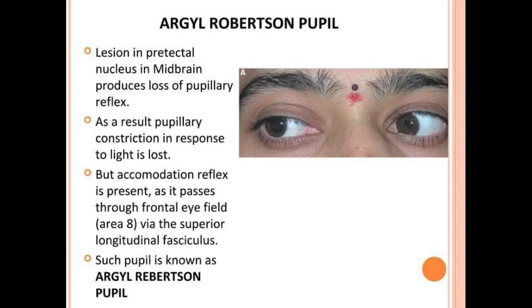Argyll Robertson pupils are most commonly associated with neurosyphilis, a late-stage complication of syphilis infection. However, they can also occur as a result of other neurological conditions, including multiple sclerosis, diabetes, and tumors affecting the midbrain.